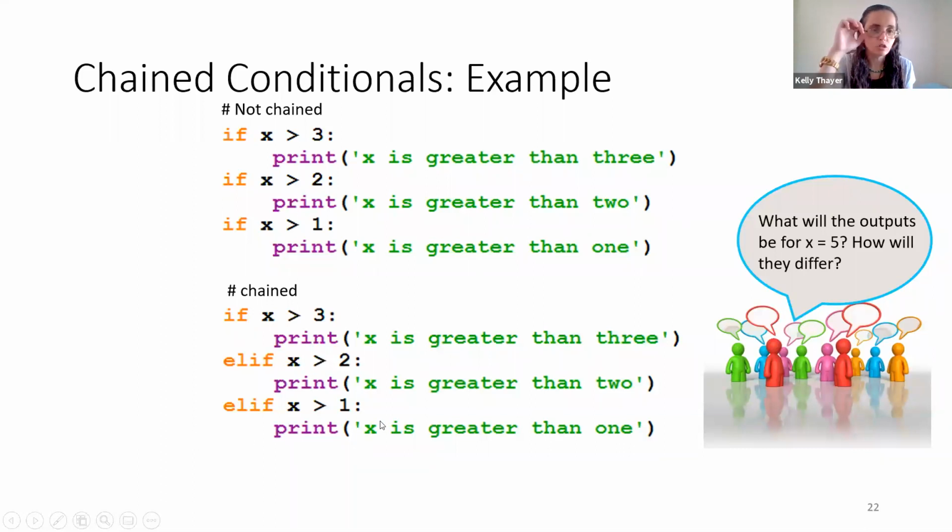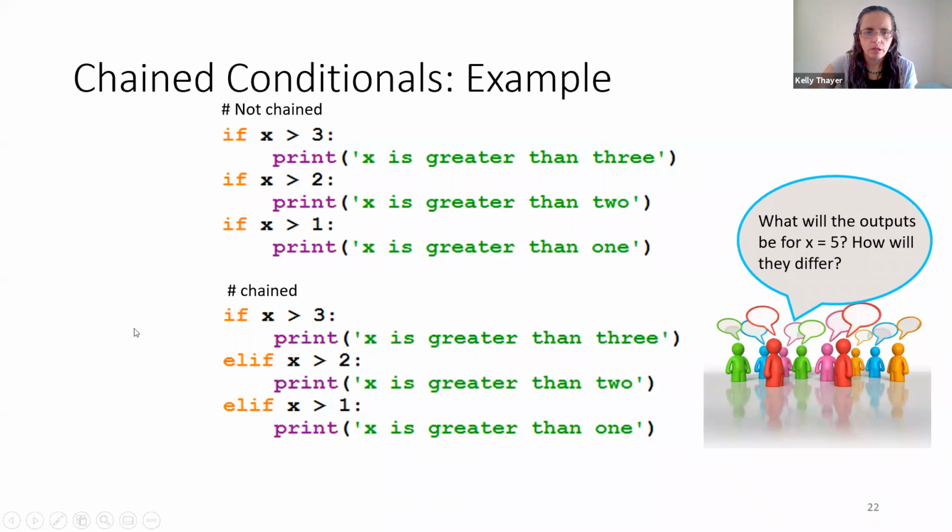So let me just point out that we could choose x such that all of these statements are true. For example, I could select x equals 5, and you see that all of these statements would be true, and also all of these branch guards are true. And so my question is, what will the outputs be for x equals 5? How will they differ? So in fact, these will actually have different outputs.